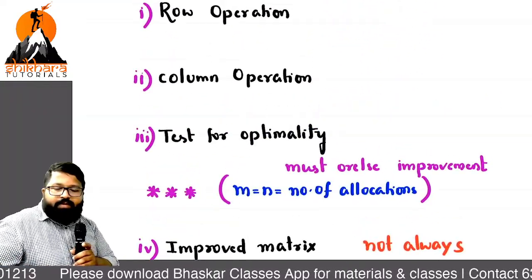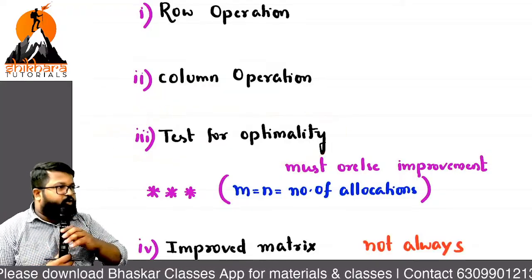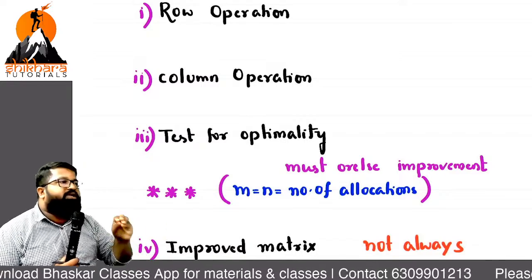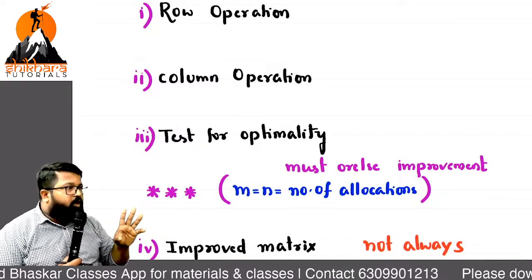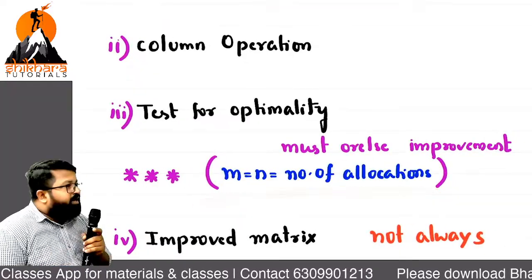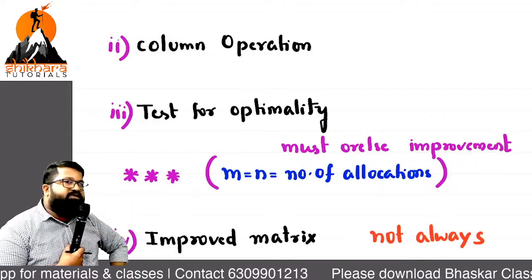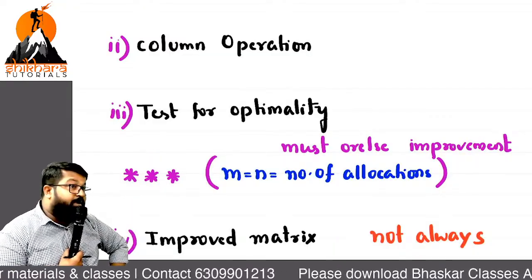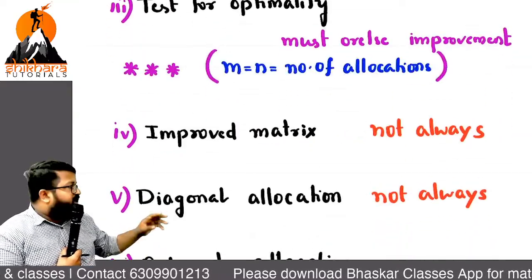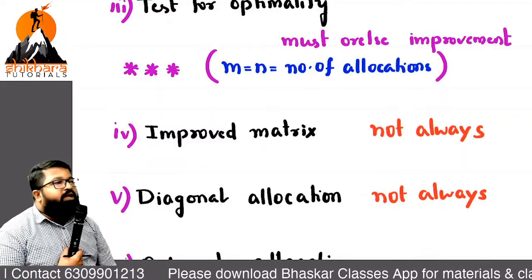Is the test for optimality clear now? You are following different styles, that is up to you. The lines should be drawn till all the zeros are covered. Basically, that is a test there. And m equal to n equal to number of allocations. In the case of transportation, m plus n minus 1 is equal to number of allocations. And sir, if it fails there, we go with a fourth step. What is that? Improved matrix.